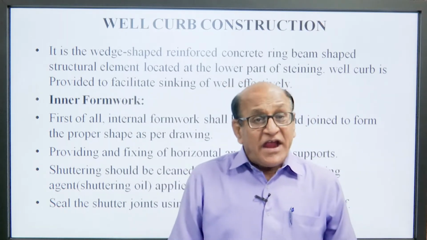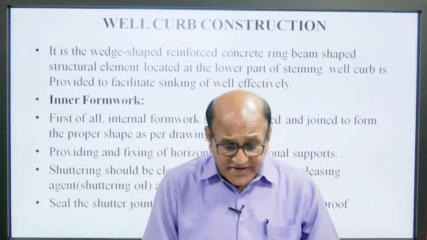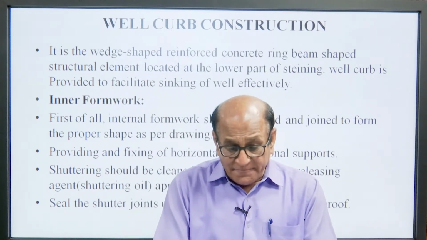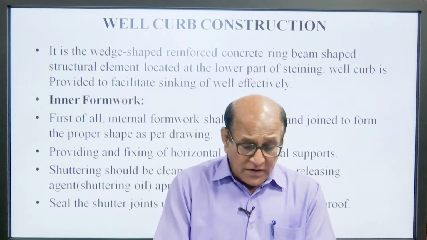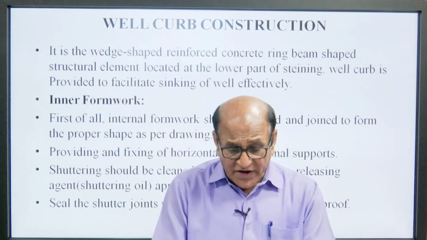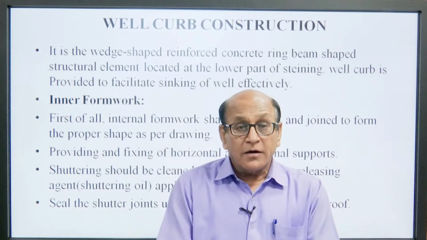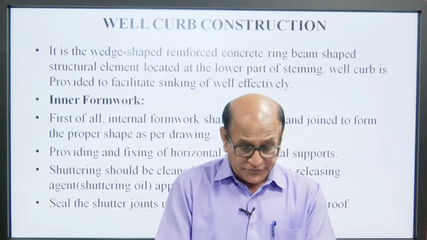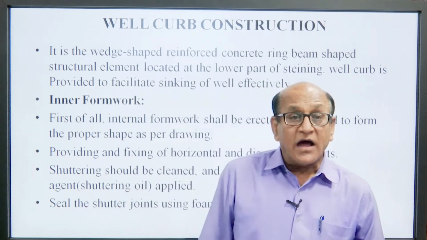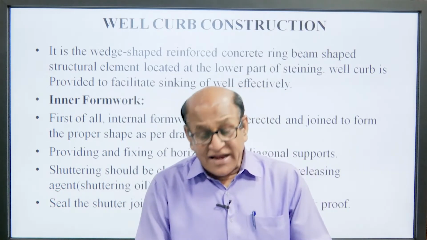After laying, the inner formworks are taken up. First of all, internal formworks shall be erected and joined to form the proper shape as per drawing, providing and fixing horizontal and diagonal support. Shuttering should be cleaned and a standard form releasing agent like oil must be applied on the surface. Seal the shuttering joint using foam sheet to make it leak proof.